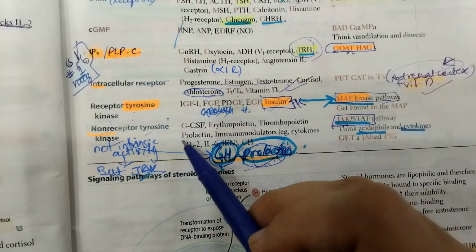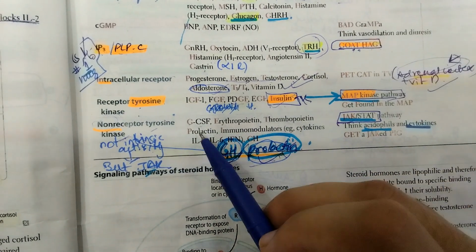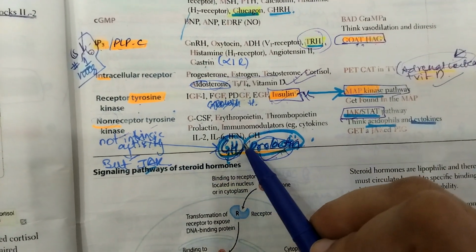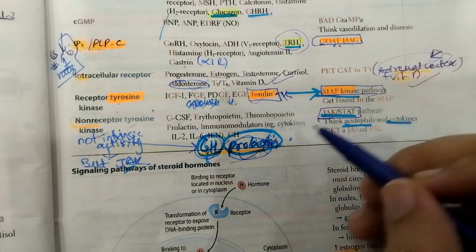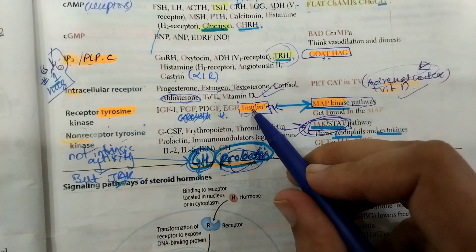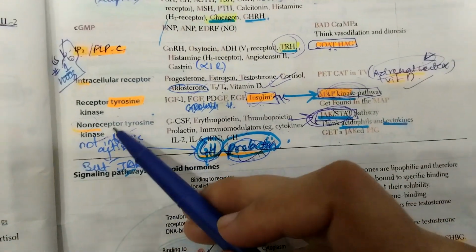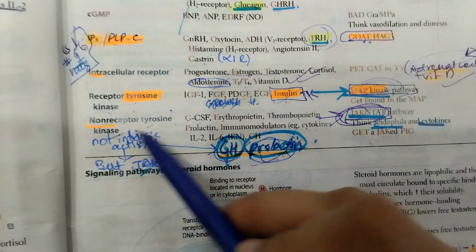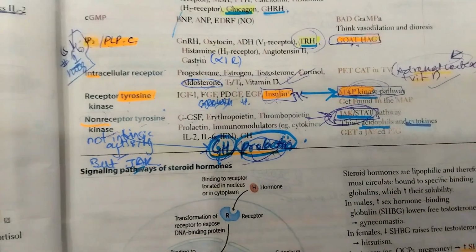Along with these, some others like G-CSF, colony stimulating factors, erythropoietin, thrombopoietin, right? Some other immunomodulators like cytokines, IL-2, IL-6, interferon gamma. All of these things act by which pathway? The JAK-STAT pathway. The upper one was insulin by the MAP kinase pathway, so you need to remember these two things. This is non-receptor tyrosine kinase activity, which means that the receptor does not have intrinsic activity, right? So the JAK-STAT pathway.